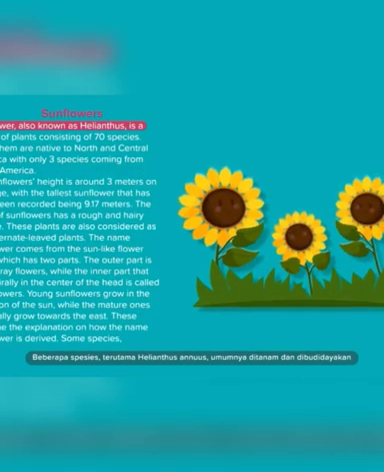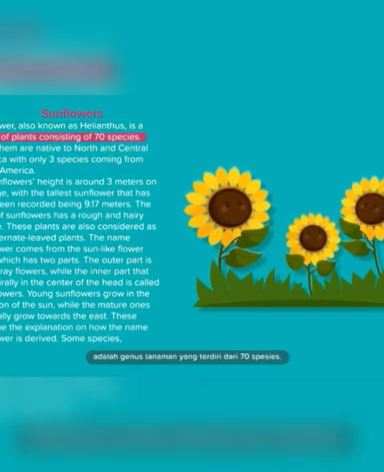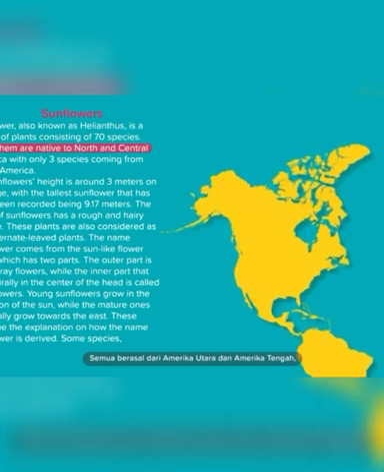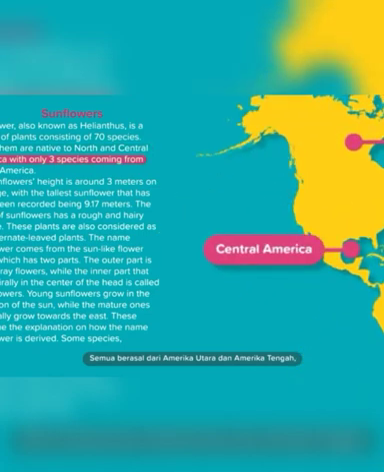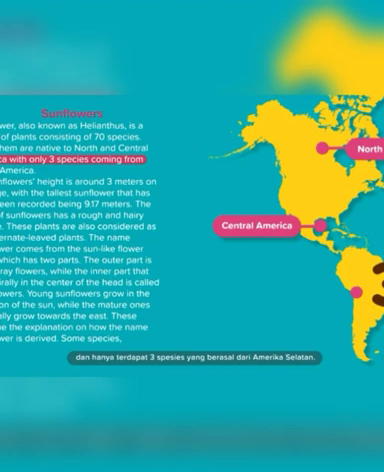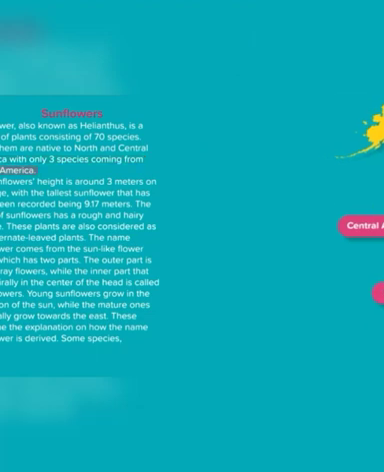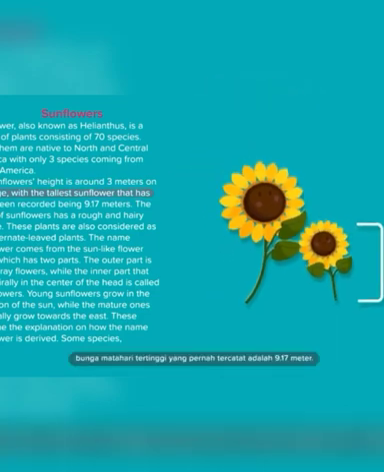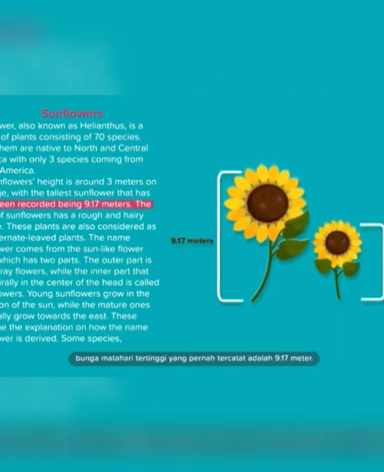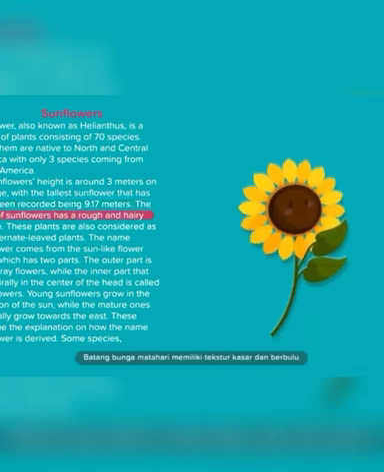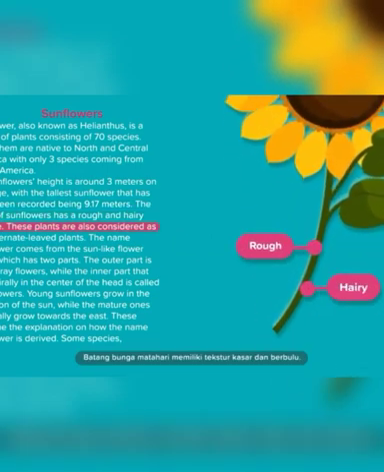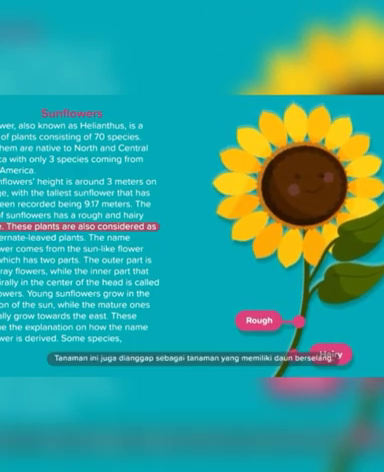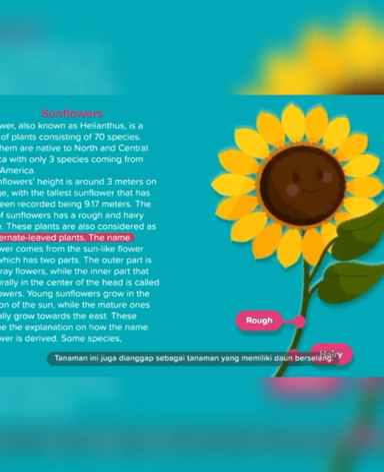Sunflower, also known as Helianthus, is a genus of plants consisting of 70 species. All of them are native to North and Central America, with only 3 species coming from South America. Sunflower's height is around 3 meters on average, with the tallest sunflower ever recorded being 9.17 meters. The stem of sunflowers has a rough and hairy texture. These plants are also considered alternate-leaved plants.